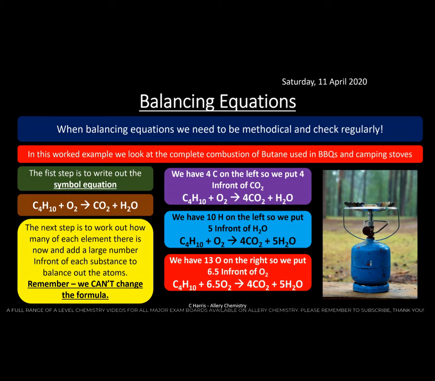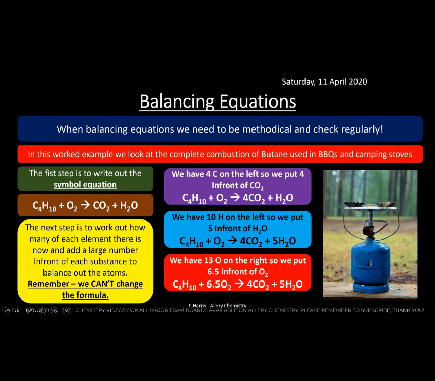So we have 13 oxygens on the right-hand side because we've got 4 lots of CO2, which gives us the 8 there. And then we have 5 over here because we've got 5 H2O. So oxygen is a little bit more difficult to balance because we've got oxygens in both substances here. So we need to put 6.5 in front of that. So effectively 6.5 times 2 gives us 13. So you can have half moles.